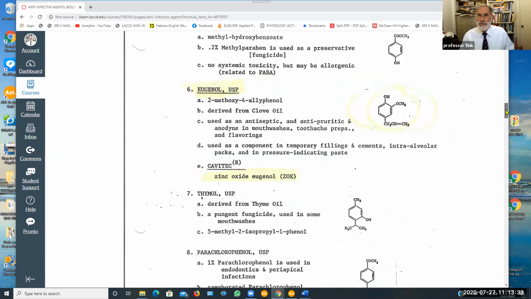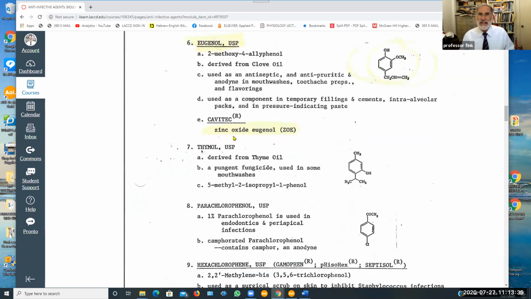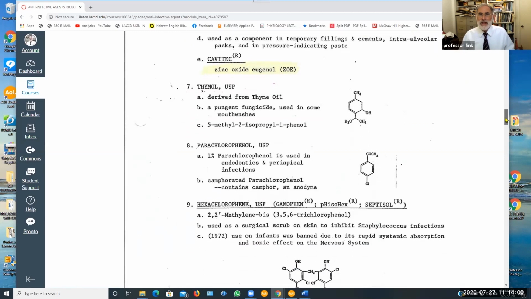There is another product called Cavitec. Cavitec and other products that go by other names are ZOEs. What's ZOE? Zinc oxide eugenol. So it's a combination of zinc oxide, we'll get to that in a moment, that's an oxidizing agent, and eugenol. Eugenol is like phenol. It is also an antiseptic. It kills bacteria and fungi.